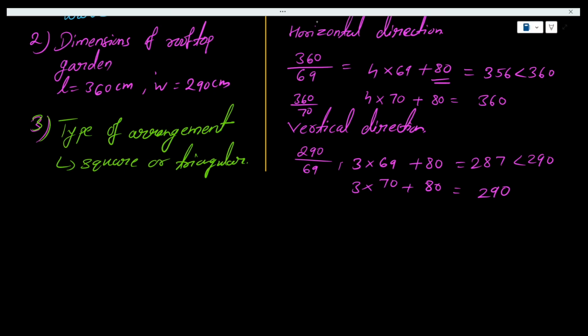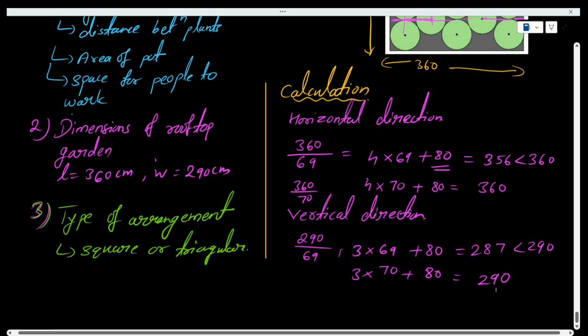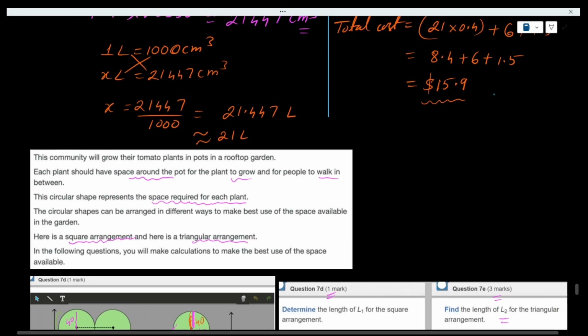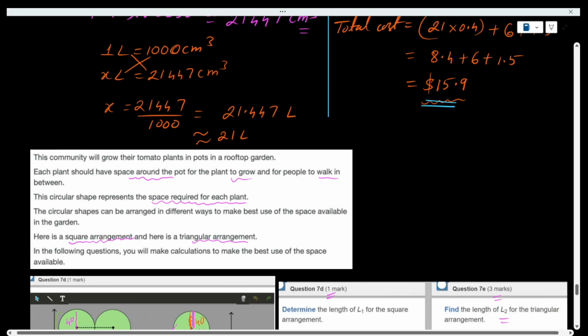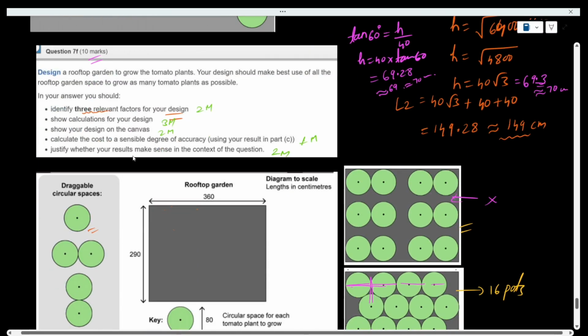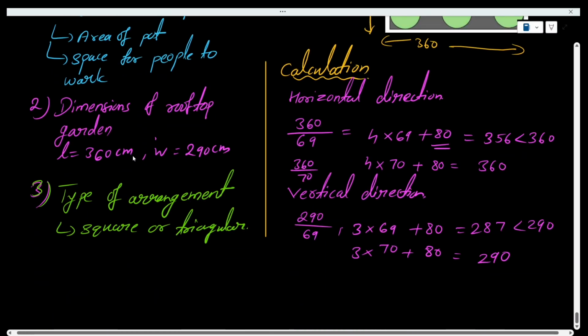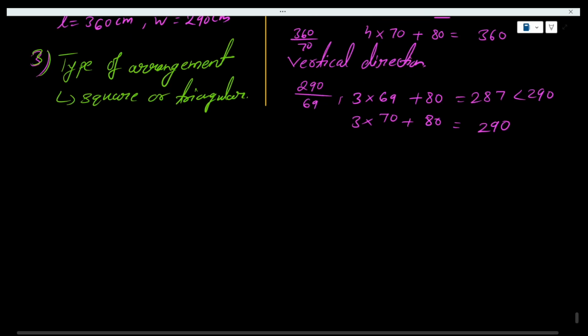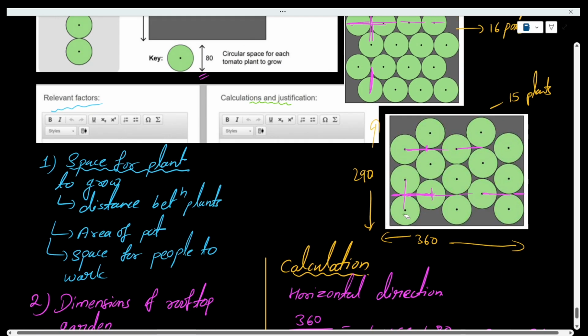Other than that, whenever you are calculating, if you remember in the earlier part, we have done how much will be the cost of each part. And another factor was cost also, right? Here the cost of the plant is also something you can take, along with the type of arrangement. So what is the maximum number of pots that can fit here?